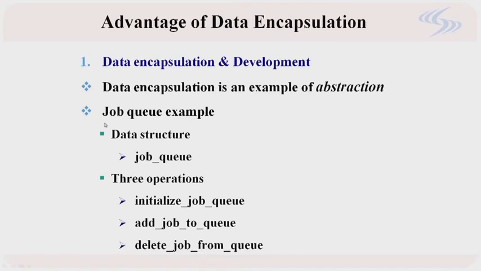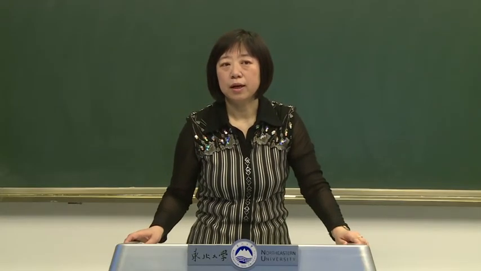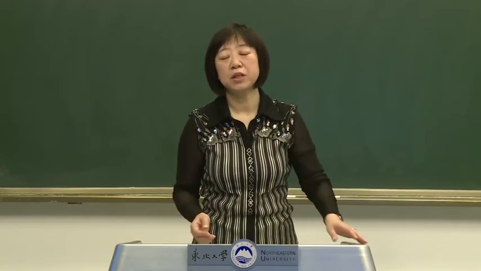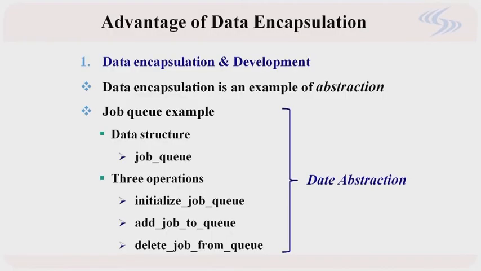Let's take the example of the job queue again. Just now we said that the job queue is a data structure, and there are three operations: initialize job queue, add job to queue, and delete job from queue. Well, this module is a kind of abstraction. We can understand it this way: an abstraction of a module is the data structure and the operations operating on the data structure. So that is data abstraction.